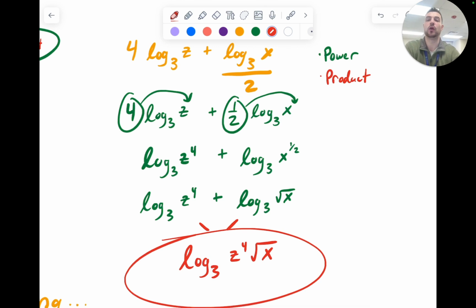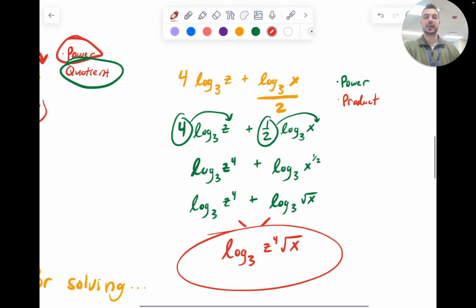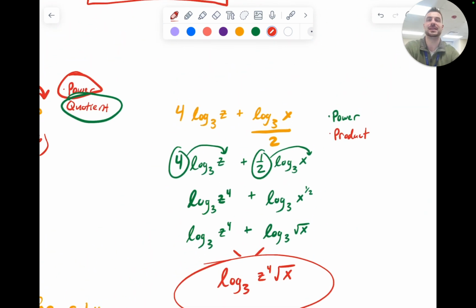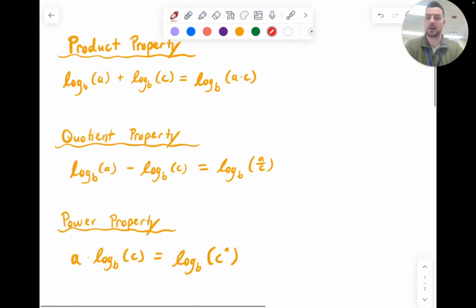So we went from 4 times log base 3 of z plus log base 3 of x divided by 2 all the way to log base 3 of z to the 4th times the square root of x. So again, it's a lot of work, and we might not see the end goal right now, but the purpose of using these 3 properties is to expand and condense logs. We're going to use these properties a little bit later down the line to solve logs. And so we kind of got to practice going both ways now, just so we are comfortable and we are able to manipulate log equations when necessary.